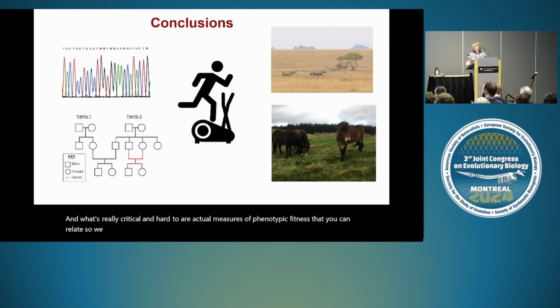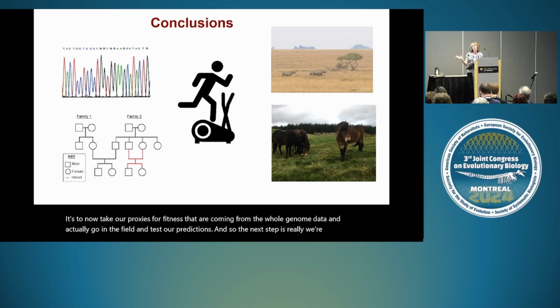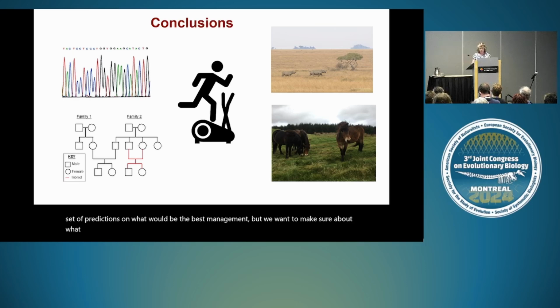So we have really rough measures so far, but what we really need in the field is to now take our proxies for fitness that are coming from the whole genome data and actually go in the field and test our predictions. And so the next step is really, we're making a set of predictions on what would be the best management, but we want to make sure about what might happen in the future.